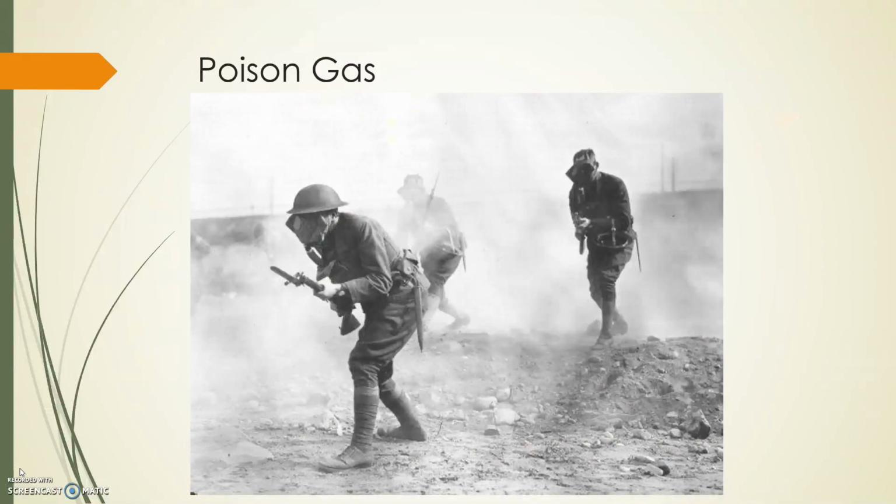Next, we have poison gas. Poison gas was used heavily in World War I as a tactic to get the enemy out of the bunker. This poison gas was so strong that after World War I, they actually banned it from warfare. It was that lethal of an option.